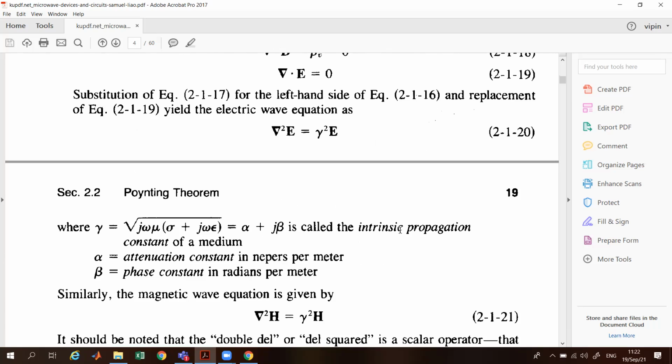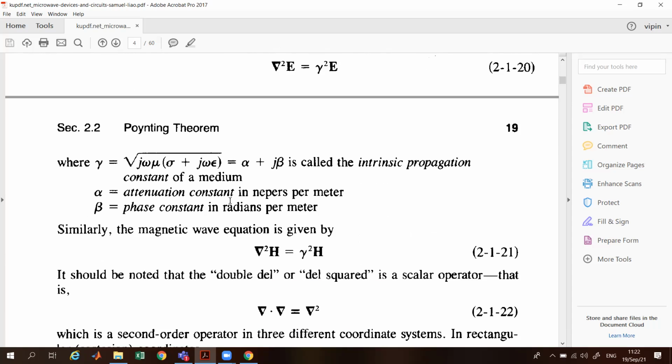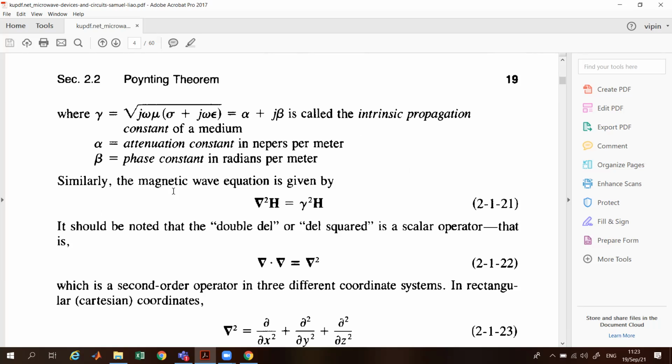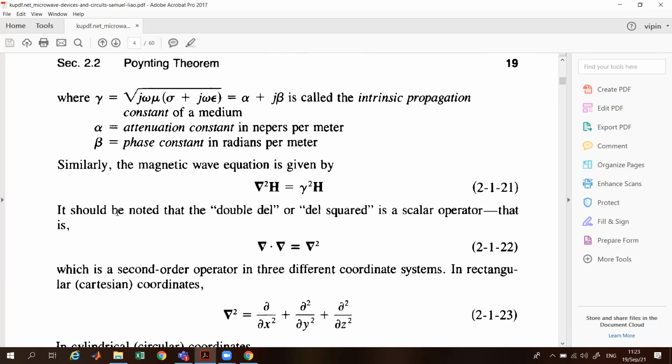Intrinsic because we are talking about inside the medium in which the wave is propagating. The constant is equal to under root of j omega mu times sigma plus j omega epsilon. We can write it in the form of complex alpha plus j beta. Alpha is your attenuation constant in Nepers per meter. Beta is your phase constant in radians per meter. Similarly, we can find for the magnetic wave equation, curl square H vector will be equal to gamma square H.